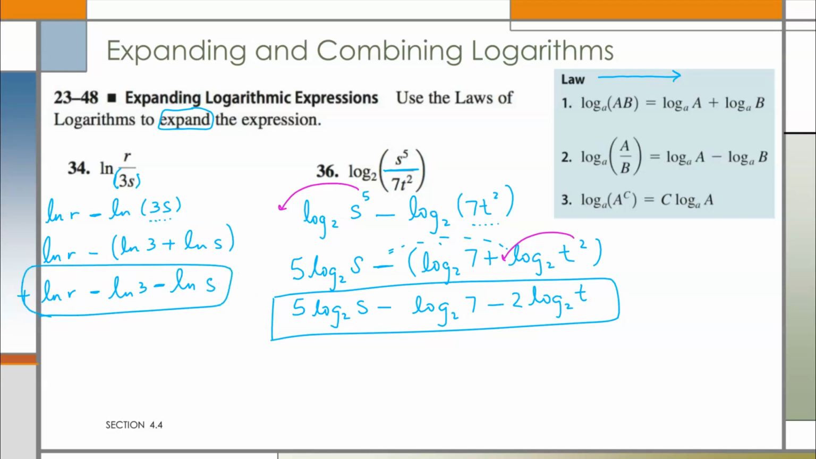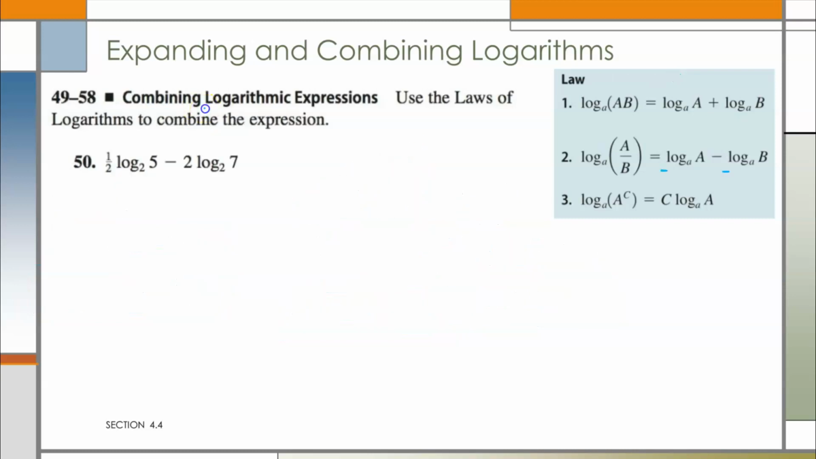Now doing my quick visual, if this is a plus, that meant s to the 5th was in the numerator. And so far so good. If we see a minus, that meant 7 came from the denominator, and it did. If we see a minus, that means t squared came from the denominator, and it did. So I'm pretty confident I have a good answer.